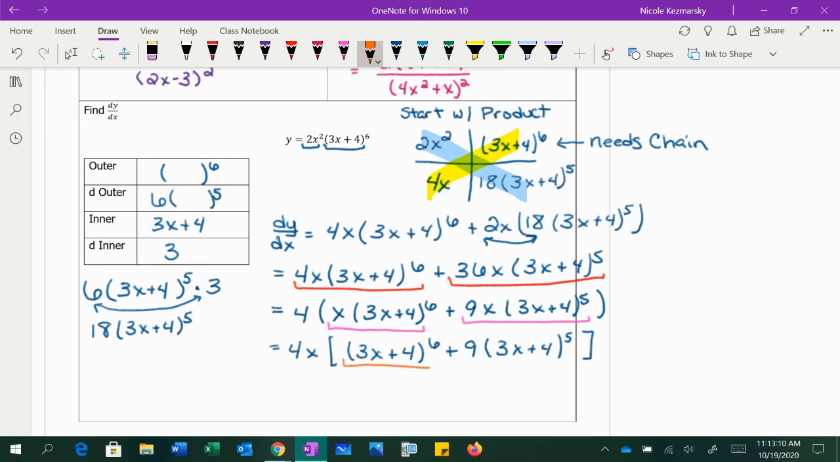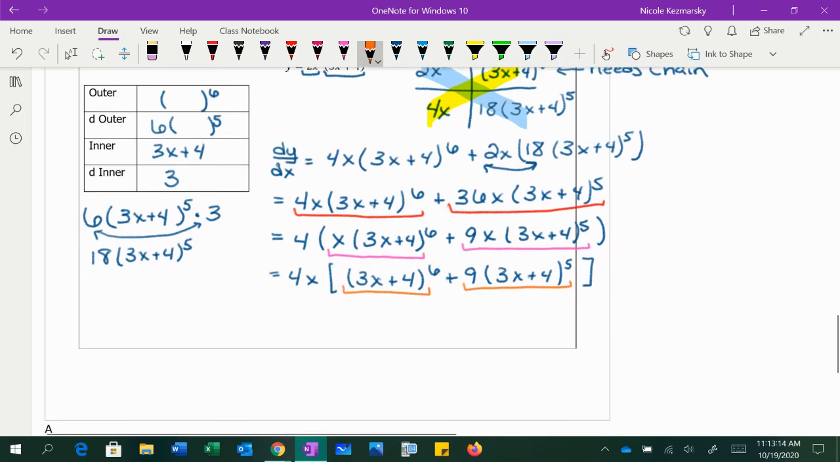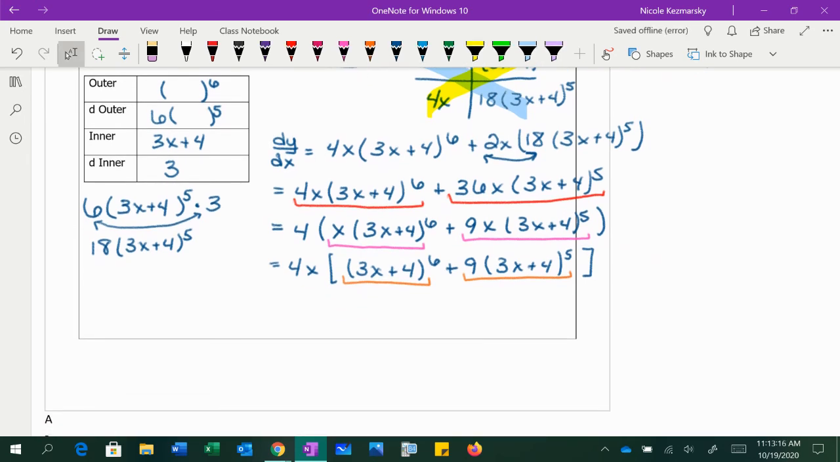Now I have two more terms to look at to see if they have anything in common. And they do. They both have the parentheses with the 3x plus 4 in common. The first orange bracket has 6 of them because of the 6th power. The second orange bracket has 5 of them. So what I can do is I can take out 5 of them from each bracket.